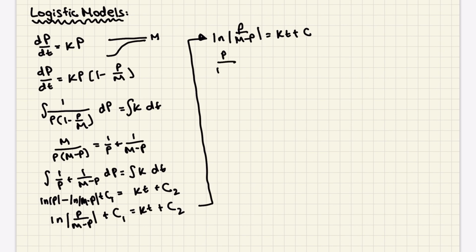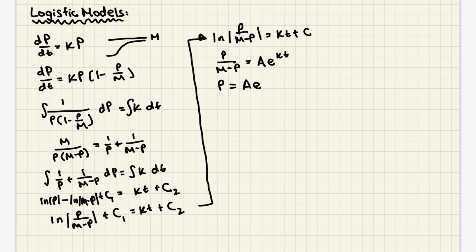We take e to the power of both sides, and that becomes p over m minus p is equal to e to the power of kt plus c, but that can be rewritten as e to the power of kt times e to the power of c because of properties of exponents. E to the power of c is a constant by itself. We're going to denote that as a, so it's going to be a e to the power of kt. Now it's just simple algebra.